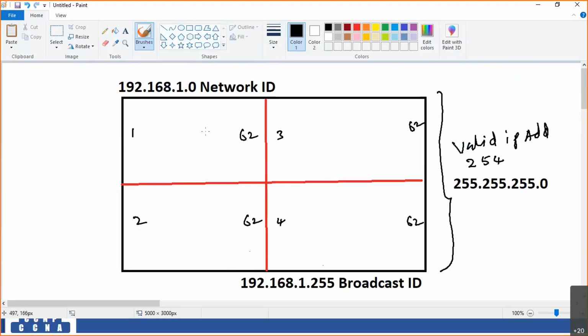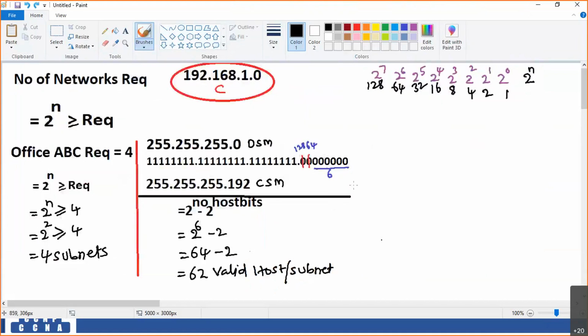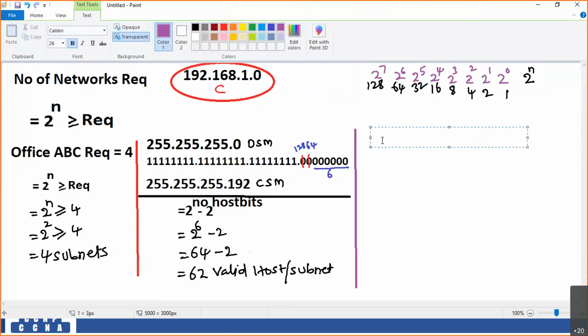But what is the first subnet range? From where to where? Second subnet range, third subnet range, fourth subnet range. If you try to write the ranges, it's very, very simple. Please focus. First you use the base network. What is the base network? 192.168.1.0 is your first subnet, I mean the network ID.